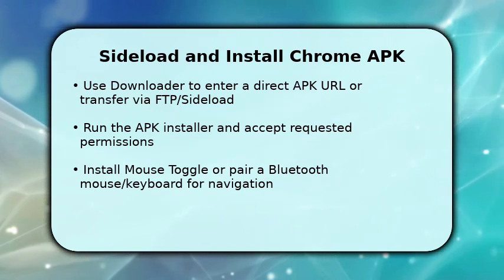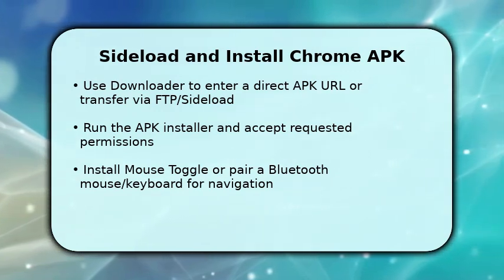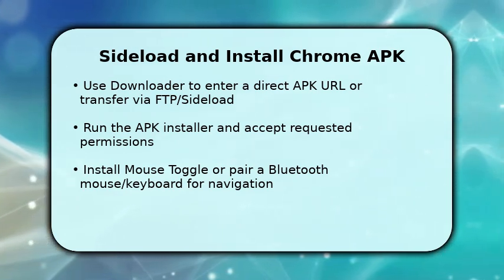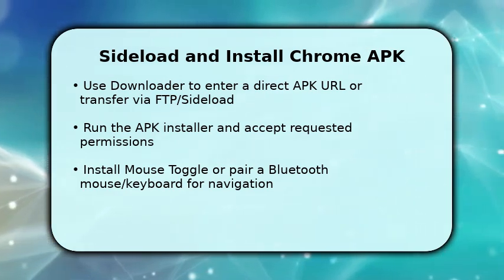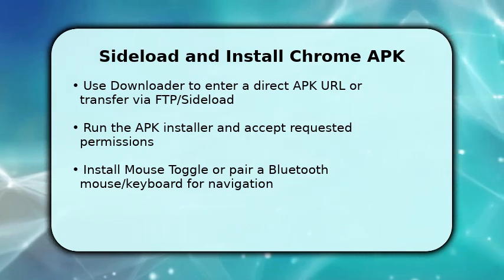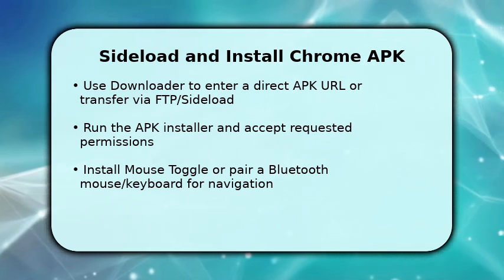Use Downloader to enter the APK URL or transfer the file from your PC using ADB or FTP. This avoids hunting for installers. After the download finishes, run the APK installer and accept the permissions it requests. That step writes the app onto the device.